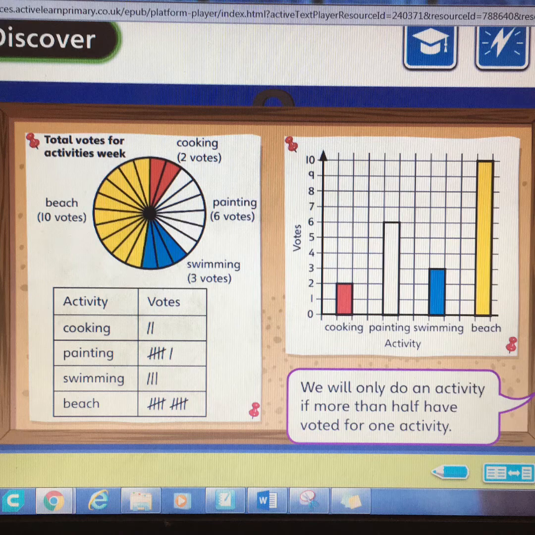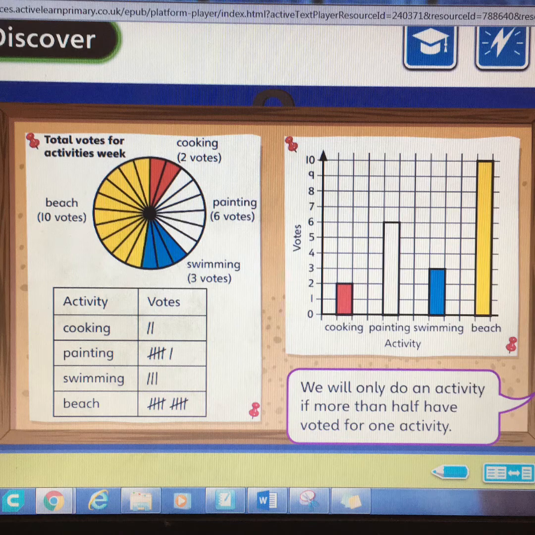Now let's look at the pie chart. How many people voted for cooking? We can see that it says 2 votes underneath it, and we've got 2 sections of the pie chart. If you look at the pie chart again, how many people voted for the beach? That's 10 people voted for the beach, and there are 10 segments coloured in. Brilliant.